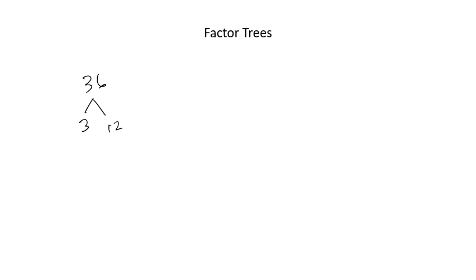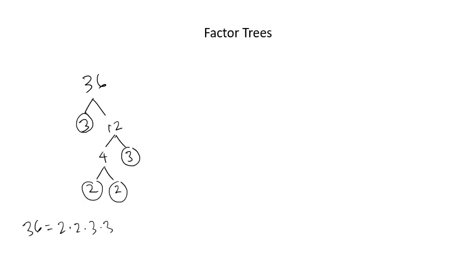And now what I like to do is, when I recognize that I've got a prime, I like to circle it. And I'll explain the reason why in a moment. Now, this 12 is not a prime, so it factors again. So there's 4 times 3. Again, I'll circle that 3. And then this 4 factors into 2 and 2, and those are both prime, so I will circle those. So now I've got 36 as the product of 2 times 2 times 3 times 3.